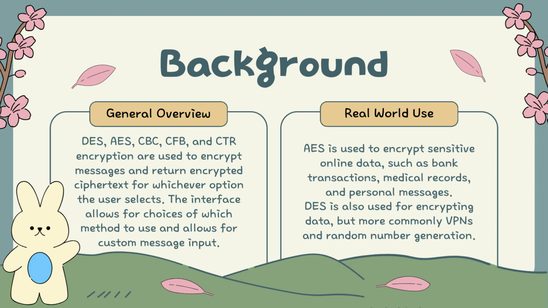The AES encryption method has many uses and is primarily used for encrypting things like bank transactions, medical records, and personal messages. The DES encryption method is also used for encrypting types of data, but is more commonly used for things like virtual private networks and random number generation.